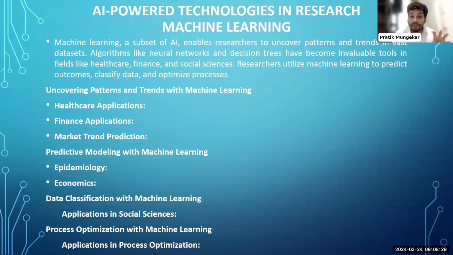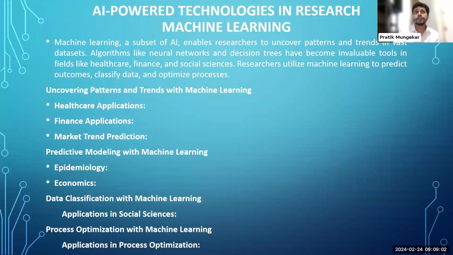So this automation not only accelerates the research process, but also reduces the potential for human bias and error in data classification, ensuring the reliability of the research findings in the evolving landscape of social sciences. Data classification with machine learning. And also machine learning is becoming an indispensable tool for researchers aiming to make sense of vast and diverse sources of information. Then process optimization.